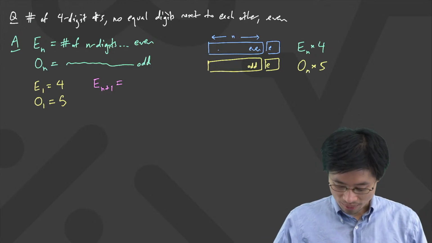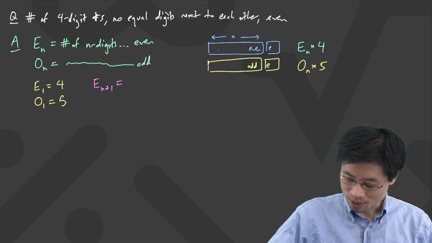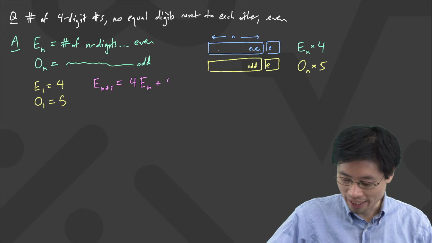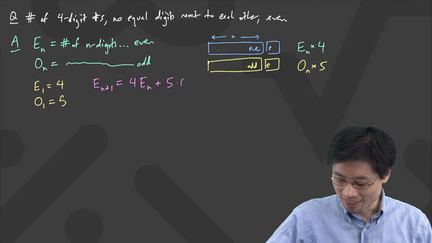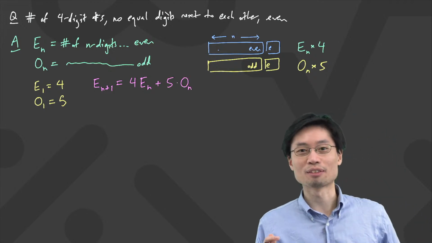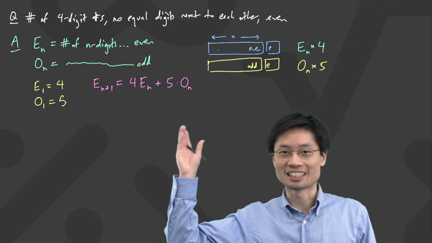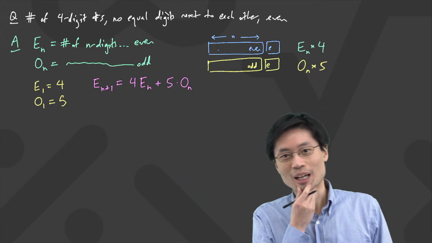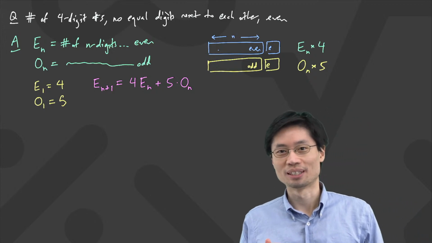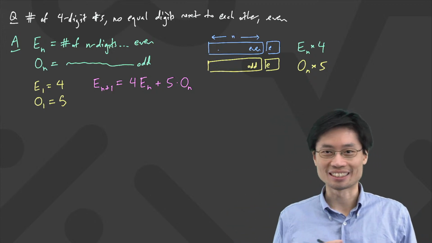So then we found out there was this nice recursion. E sub n plus 1 was 4 E sub n plus 5 O sub n. I'm going to write a dot there, just because otherwise it looks like 50 sub n, and I want to emphasize that's an O, not a 0. Capital O is a terrible choice for variable names, but I guess we're stuck with that.